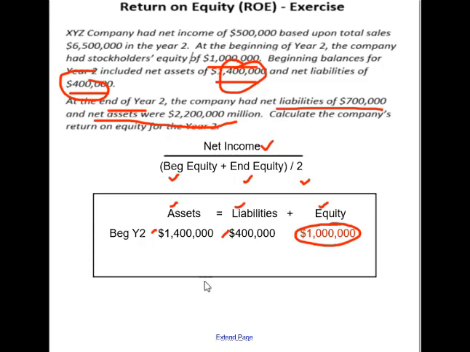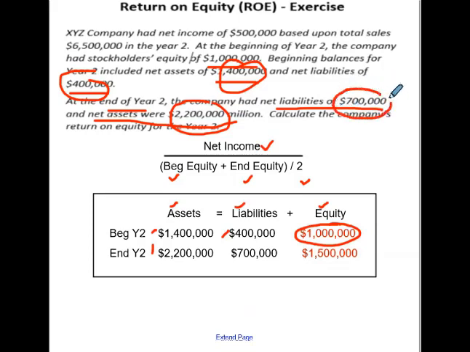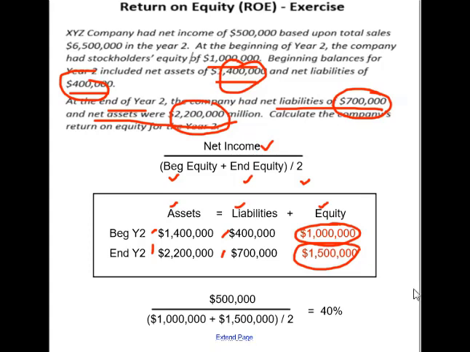Now I move on to the end of year 2, and I am told that my total assets at the end of year 2 total $2,200,000. So those are my total assets. I'm also told that I had net liabilities equal to $700,000 at the end of the year. So therefore, if I had $2,200,000 worth of assets and $700,000 worth of liabilities, I must have had ending equity equal to $1,500,000.